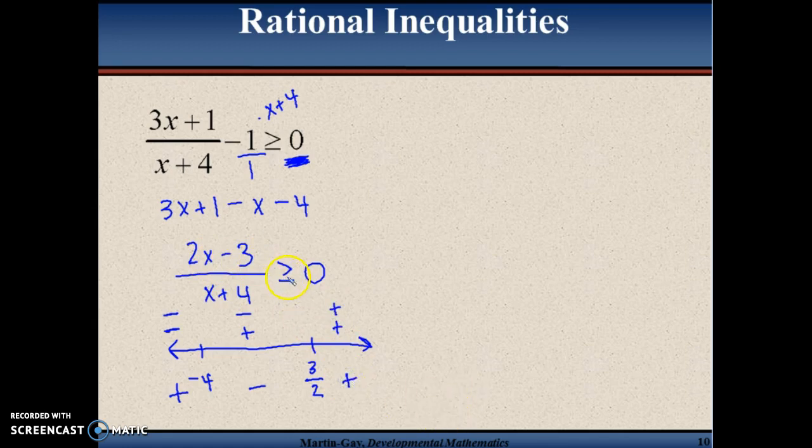I want the ones that are above 0, so I'm going to go to the left and to the right, and write it in interval notation. So I have -infinity to -4 with a parenthesis, because that's going to make my bottom 0. And then I jump with a bracket from 3/2 to positive infinity.